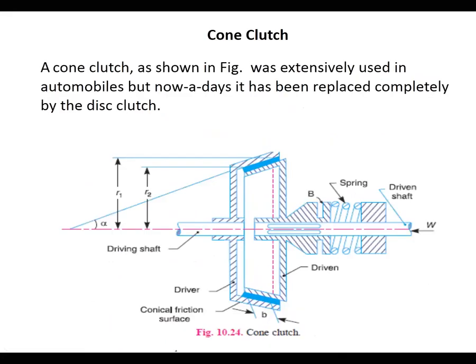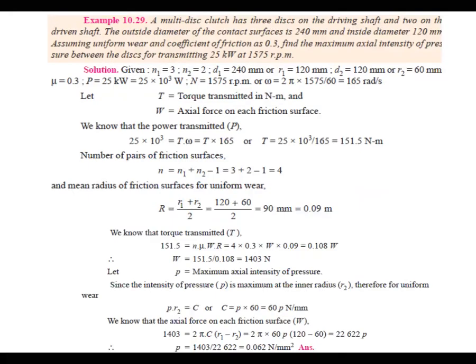Right. Next class, I'll take you to the cone clutch. Till now we have seen the single plate clutch with uniform pressure and uniform wear, and the multi-plate clutch with uniform wear and uniform pressure. Whatever the statement is, with respect to that statement you have to frame the formula, substitute the values, and finally get the required value. That is what you have to do. Okay, so you do one thing.